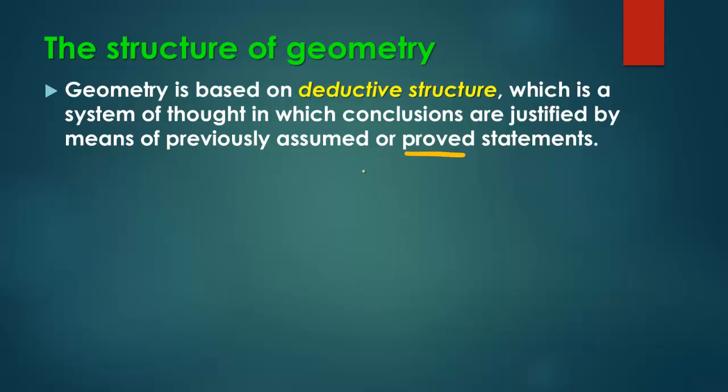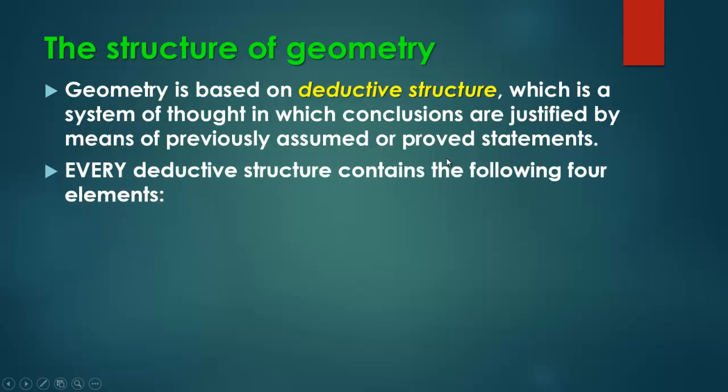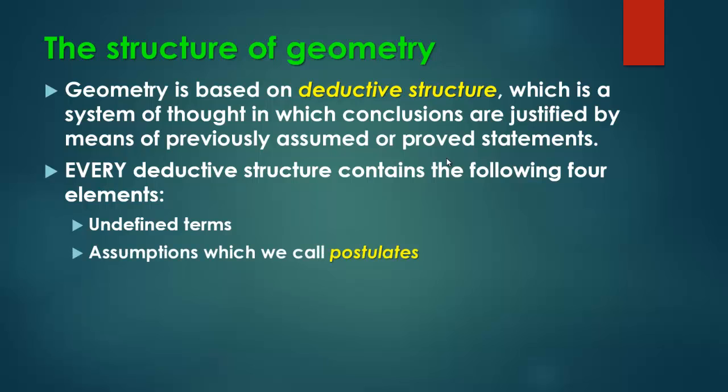Okay, that's huge right there, because a lot of what you're going to be doing in this class is proving statements and doing proofs. So that's important. Every deductive structure contains the following four elements. So this is important to understand: undefined terms, assumptions, which we're going to call postulates, definitions, and theorems and other conclusions. So those four things are part of every deductive structure.